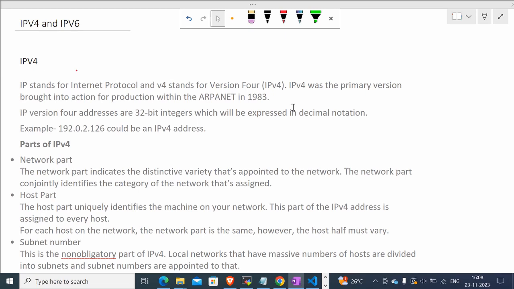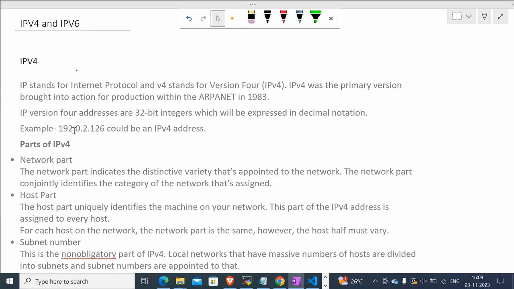So what is the difference? IPv4 is the older version and the first version which was brought into action with ARPANET in 1983. IPv4 is a 32-bit integer which is expressed in decimal notation. Example: 192.0.2.126 could be an IP address.